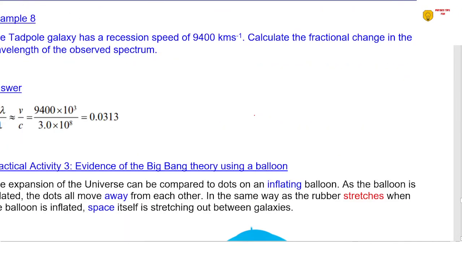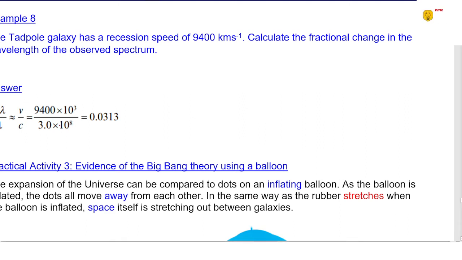Then we've got this example here again. The tadpole galaxy has a recession speed of 9,400 kilometers per second. Calculate the fractional change in the wavelength of the observed spectrum. So the speed in meters per second, remember we're told to use SI units, so we change that to meters per second, so it becomes 9,400 times 10 to the power of 3 over the speed of light in a vacuum. So v over c will be equal to the fractional change in the wavelength.